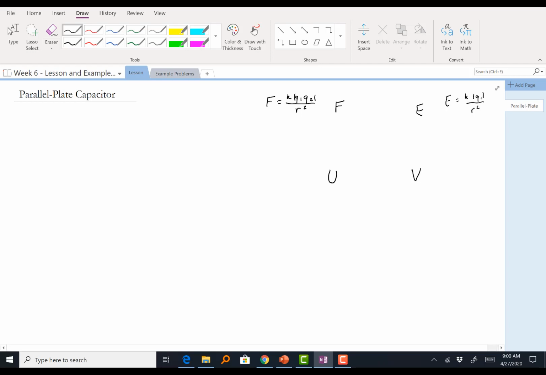And one of the things that we noted was that to get from the electric field to the force, we just had to multiply by this Q2, this charge that was in the electric field. And then reciprocally, if I wanted to get from the force to the electric field, I would just divide by Q.